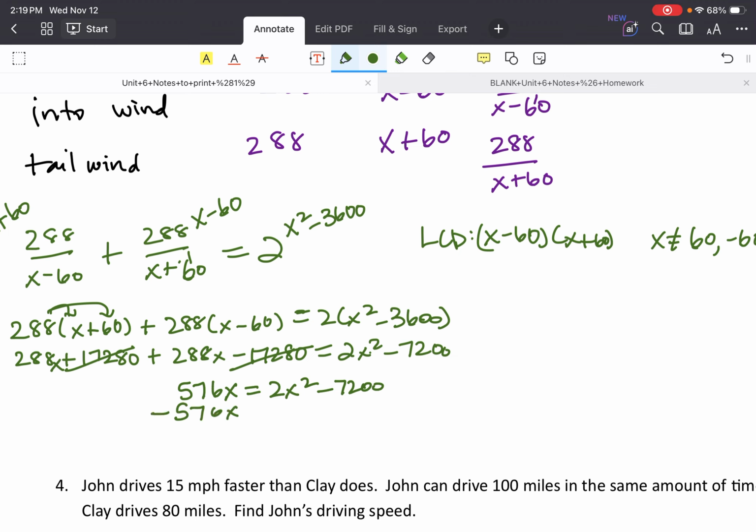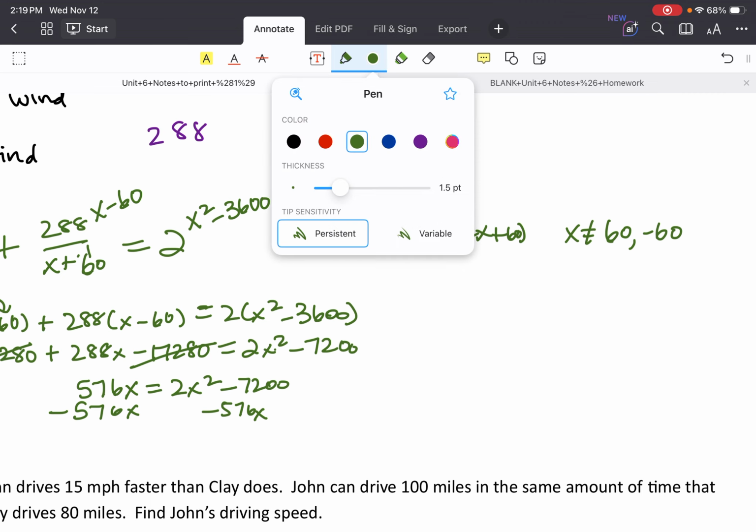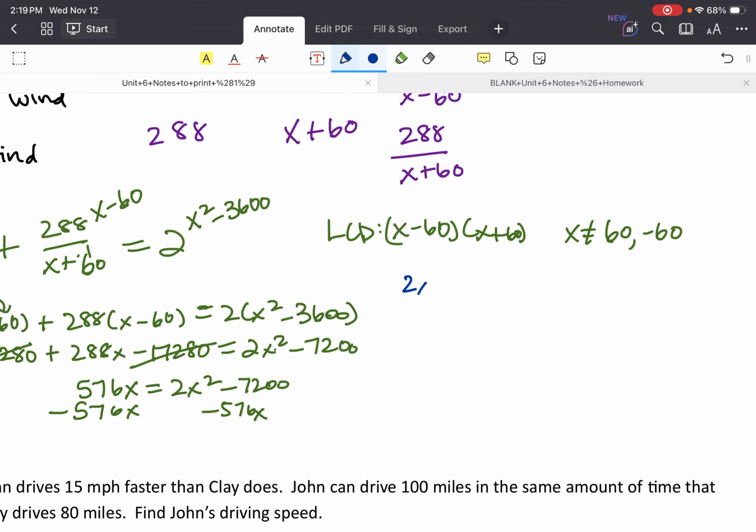I'm going to subtract the 576x so I can get to a quadratic. Then I'm going to change color so it's a little more legible. I have 2x squared minus 576x minus 7,200 is equal to 0. I can divide everything by 2 to make my numbers slightly smaller. That makes my 576x go back to 288 and my 7,200 go back to 3,600.